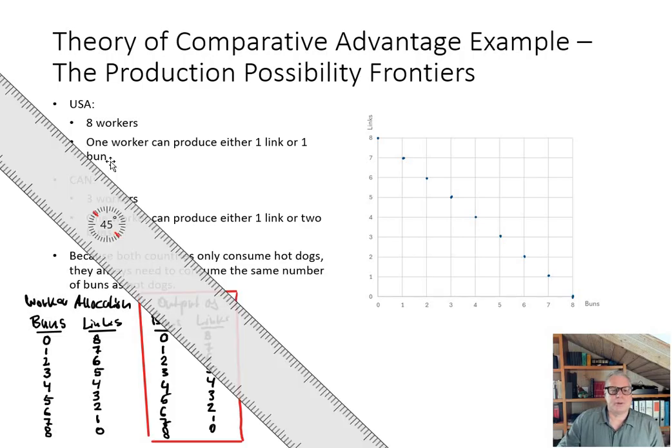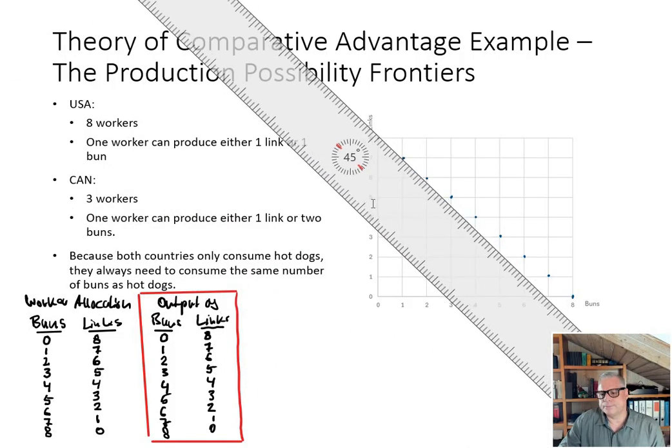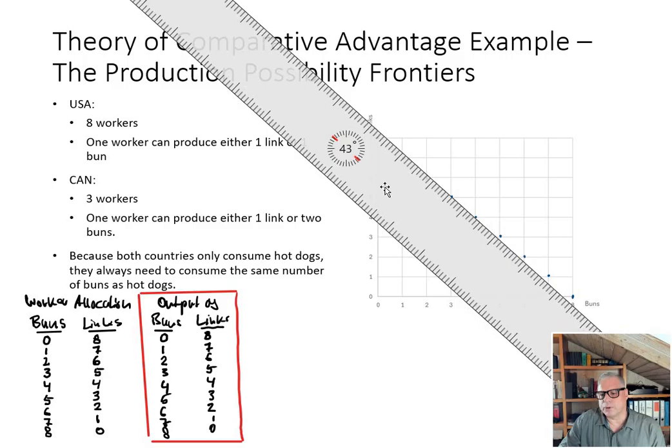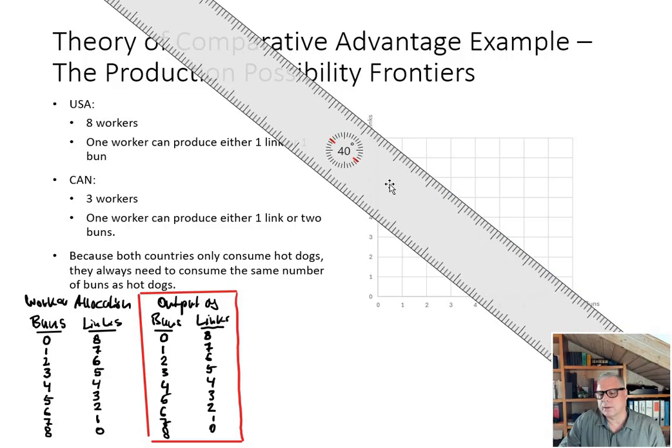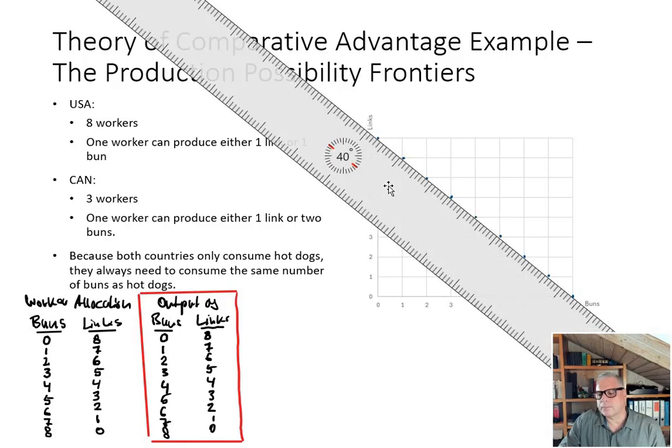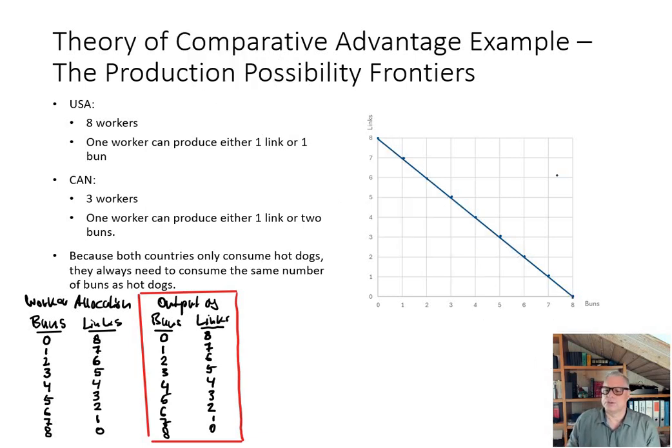Okay, so let's draw that production possibility frontier. Let me use a ruler. Okay, that's good enough. So the United States production possibility frontier looks like this. So it goes from 8 to 8, and it tells us we can produce either 8 links and no buns, or 6 buns and 2 links, and so on.